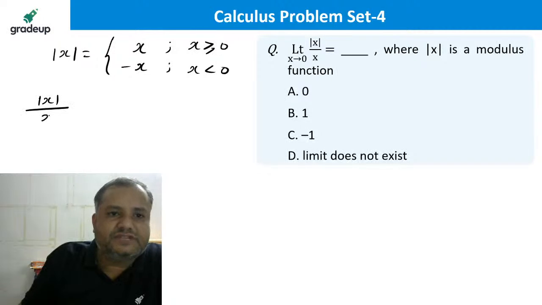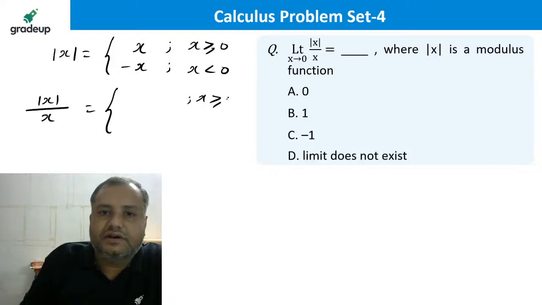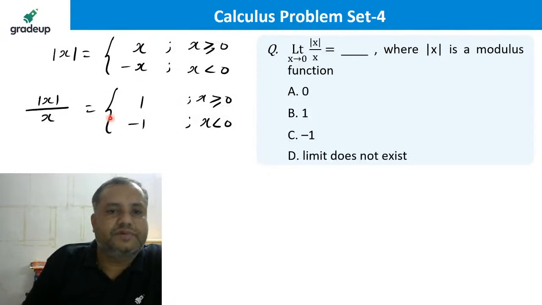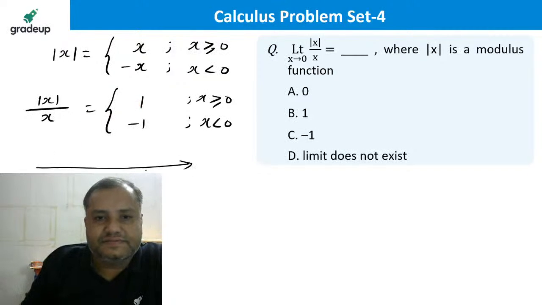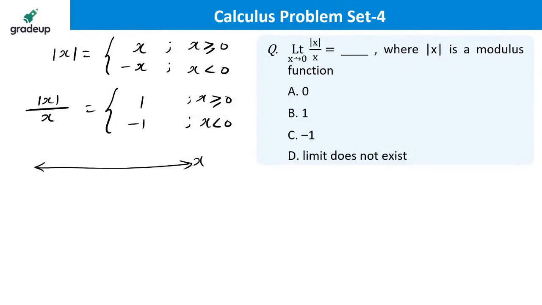If you divide mod x by x, so for x greater than or equal to 0, x upon x will be 1. And for x less than 0, minus x upon x will be minus 1. So this is your x-axis. And your point of interest, your breakpoint, is 0, x extending to 0. So this is the point of interest.